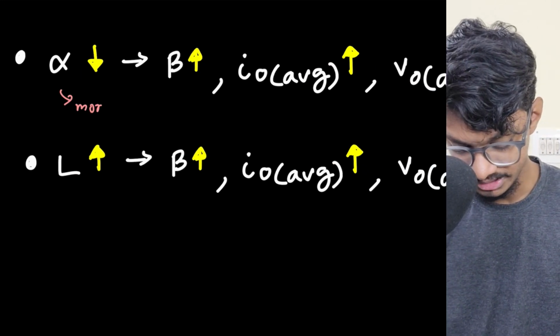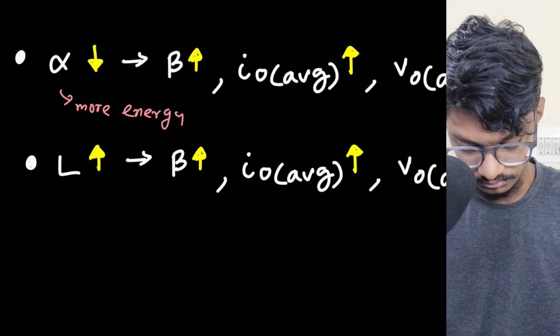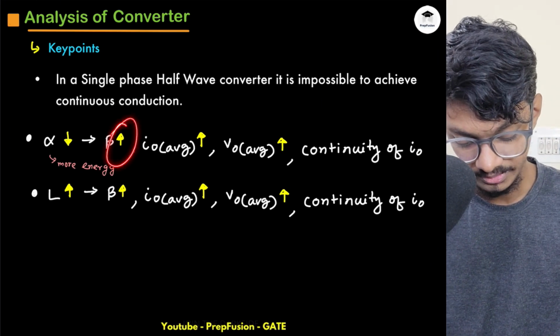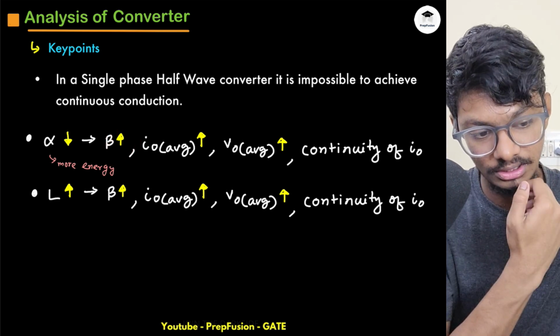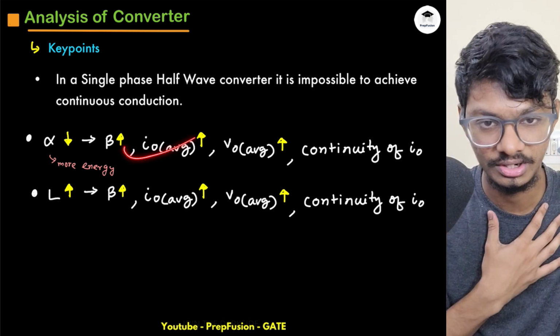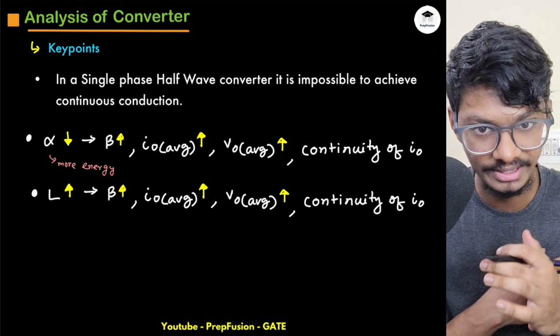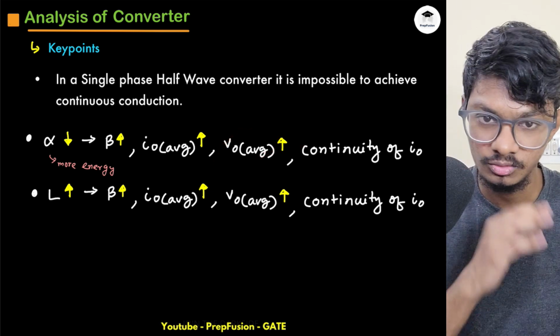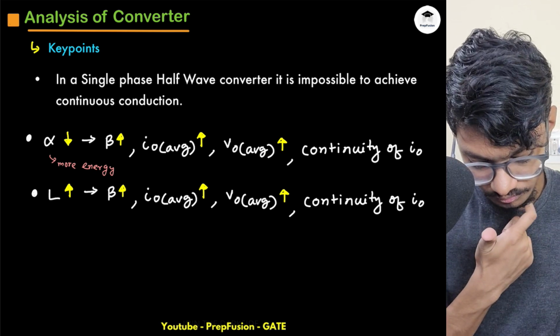If it has more energy, it can dissipate more energy, and it has more time to dissipate that energy. Hence, beta will increase, because the time when the current goes to zero will be much later, as it has more energy now. The IO average will increase because there is a longer conduction period, that is beta minus alpha. VO average will also increase.